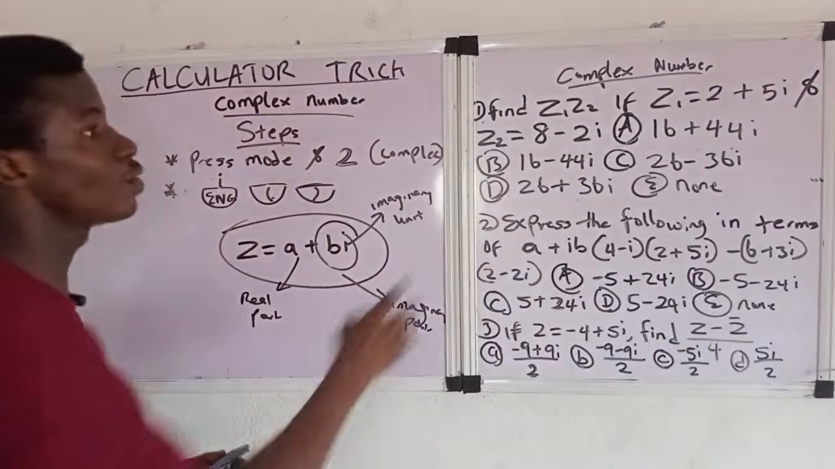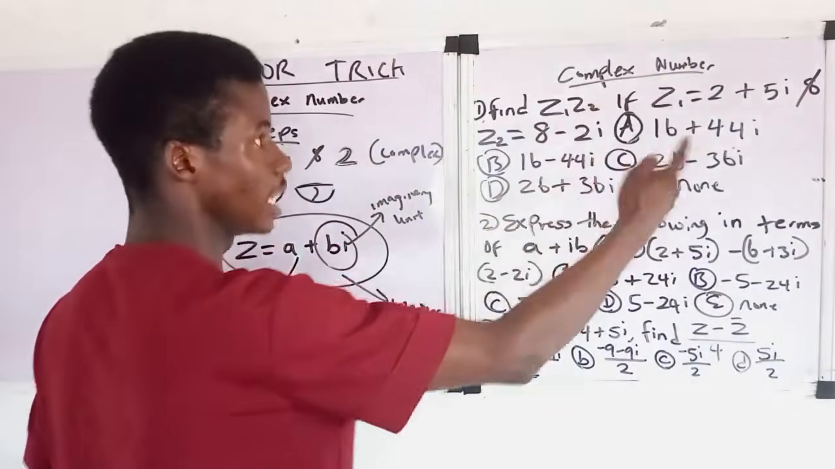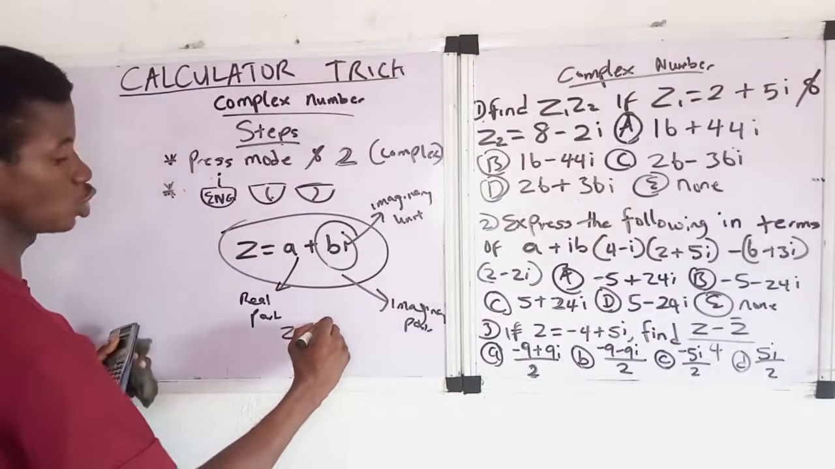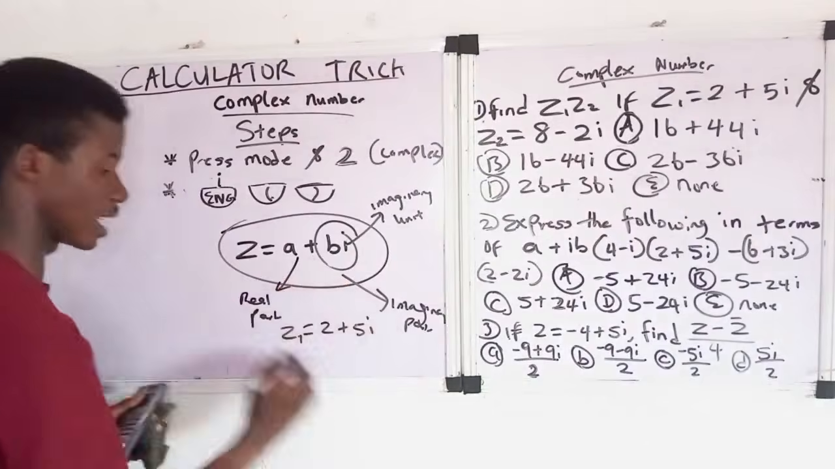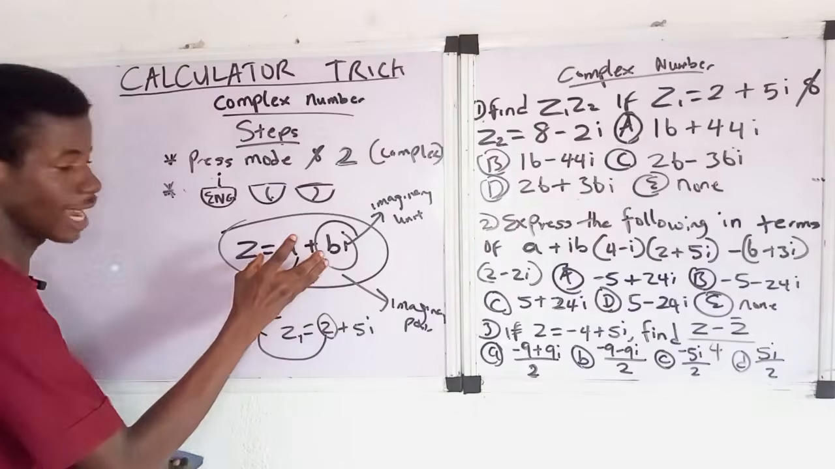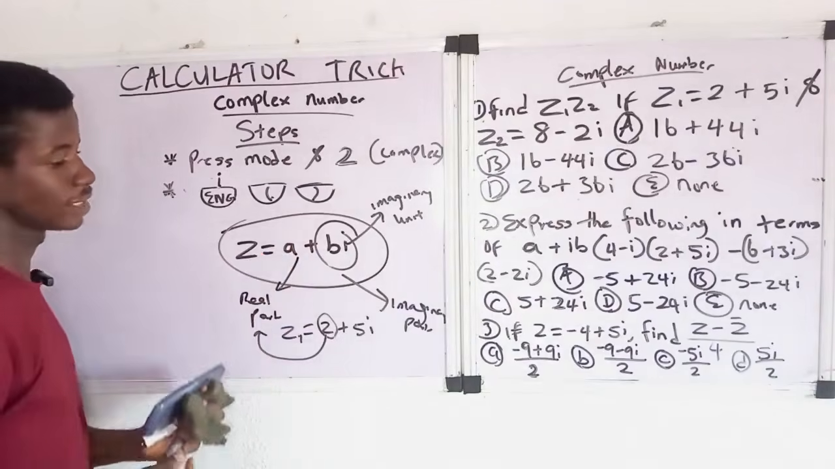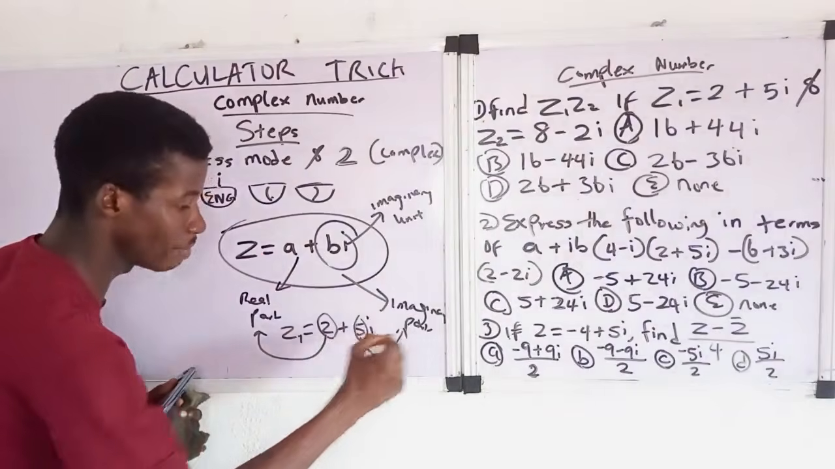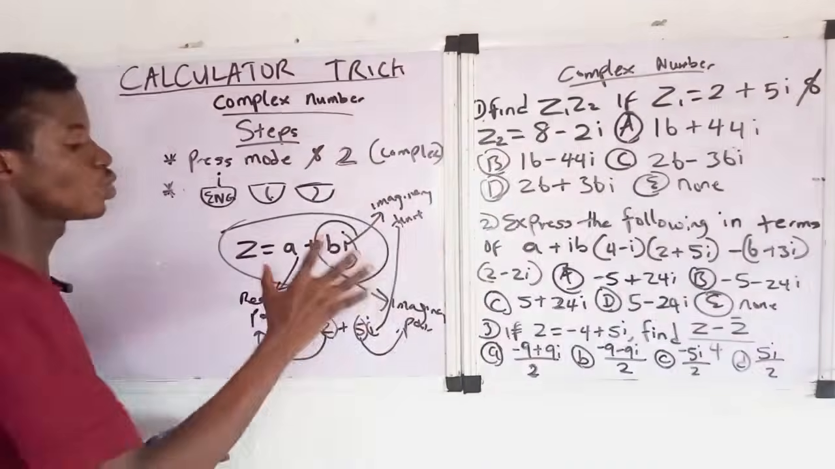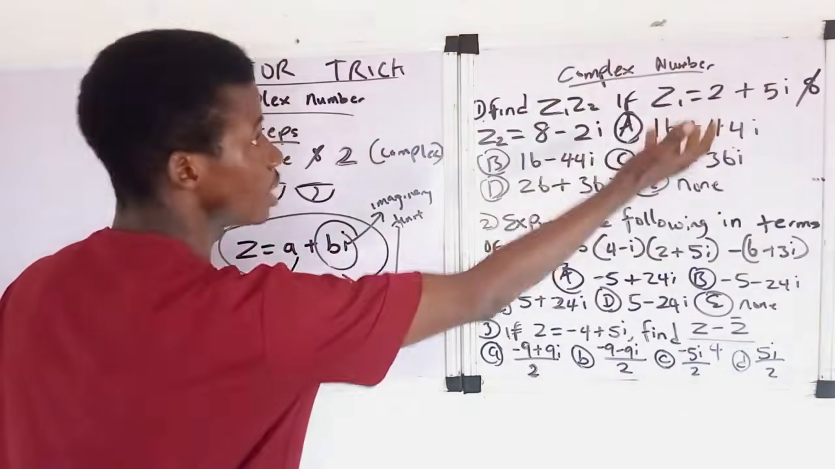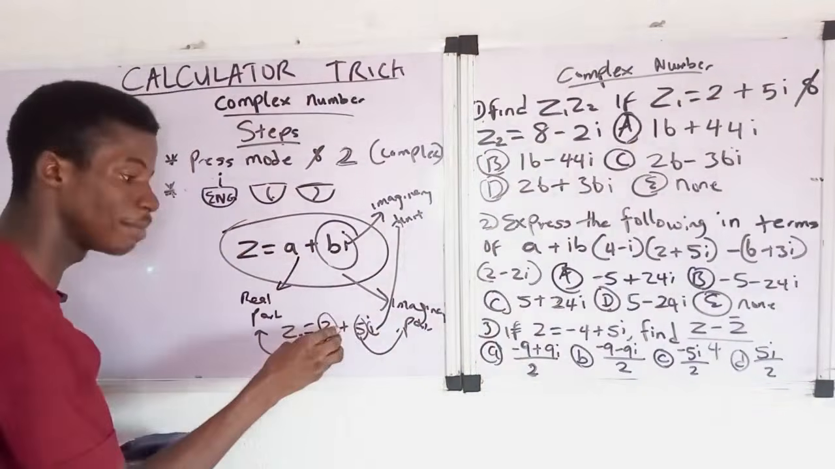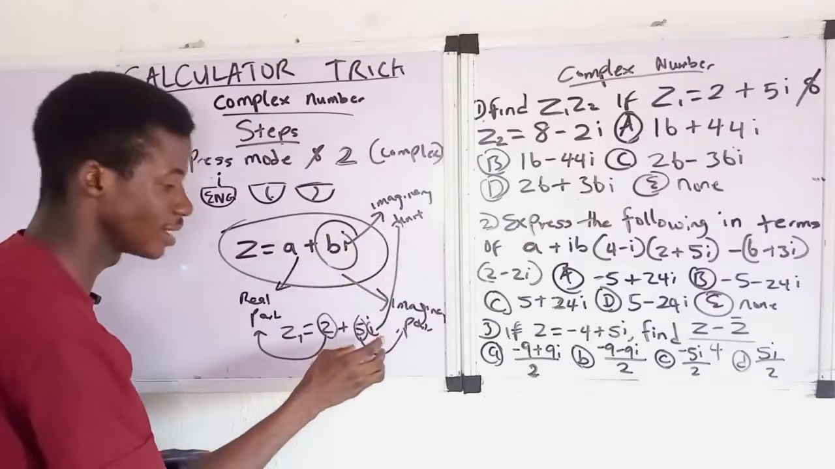For example, if you look at these questions on the board, you see z1 equals 2 plus 5i. If you look at this, you find out that 2 is the real part, 5 is the imaginary part, and i is the imaginary unit. So this tells you that this number is a complex number, because it has a real part and an imaginary part.